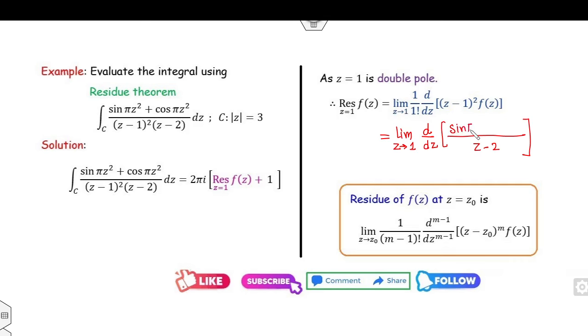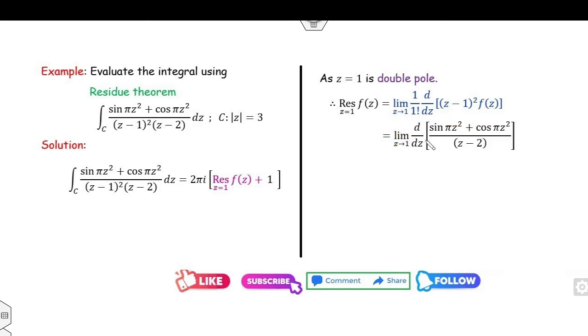Numerator value is sine pi z square plus cos pi z square. How can you find that derivative? I can use the derivative rule, u over v, with z minus 2 whole square and z minus 2. How can you find the derivative? The sine derivative will be cos pi z square times the derivative of the angle term, 2 pi z. The cos derivative will be minus sine pi z square, and so on.